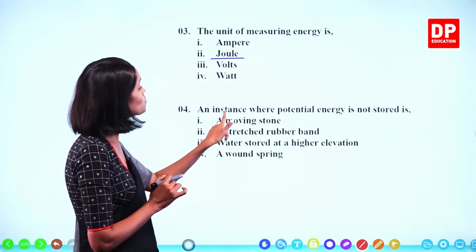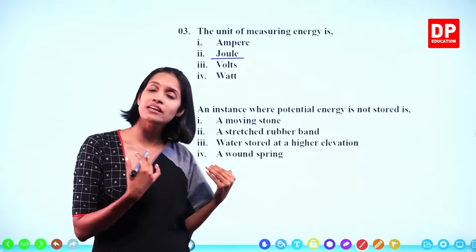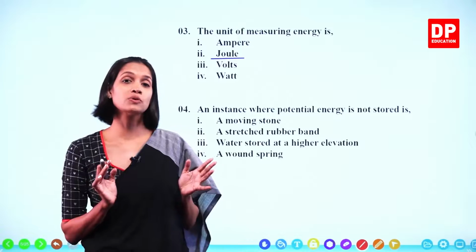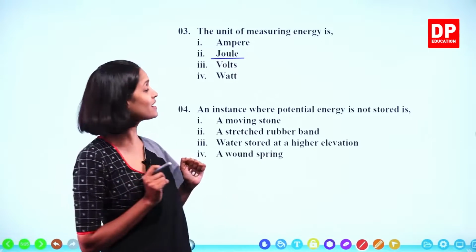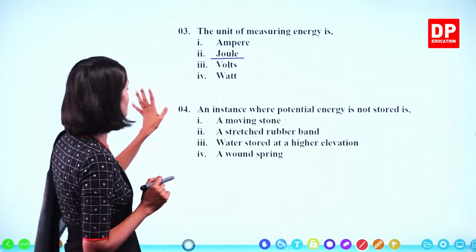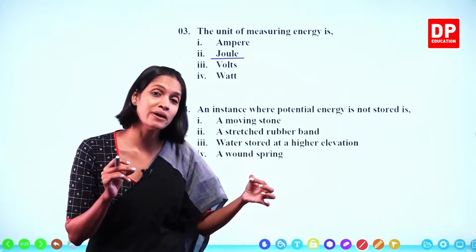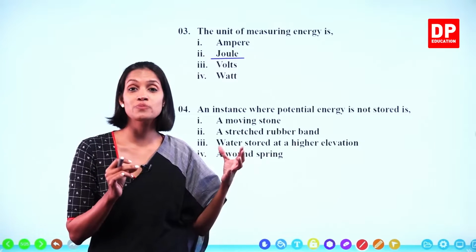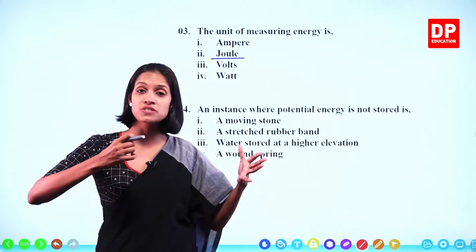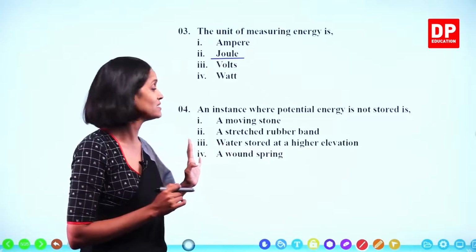Number 1. A moving stone. What type of energy is contained in any moving object, children? That is known as kinetic energy, right? So a moving stone contains basically kinetic energy, right? A stretched rubber band. So when you stretch a rubber band, what happens? Its shape changes, therefore it stores a certain type of energy. What is that? Potential energy, right?